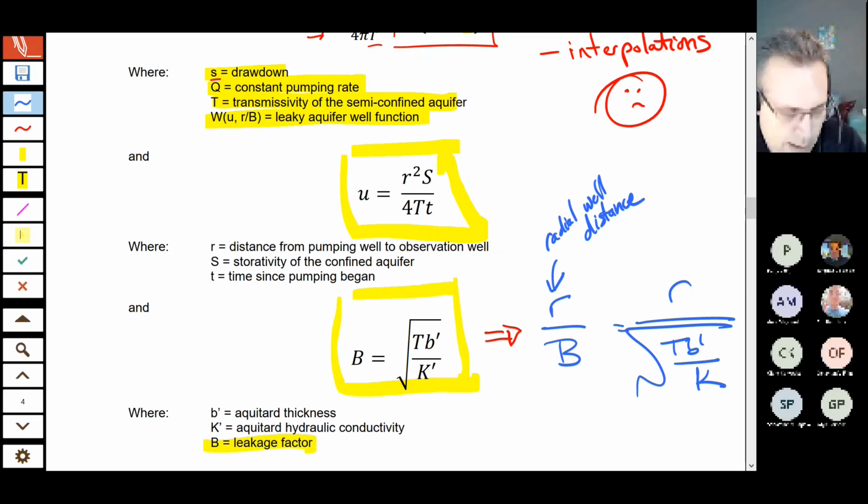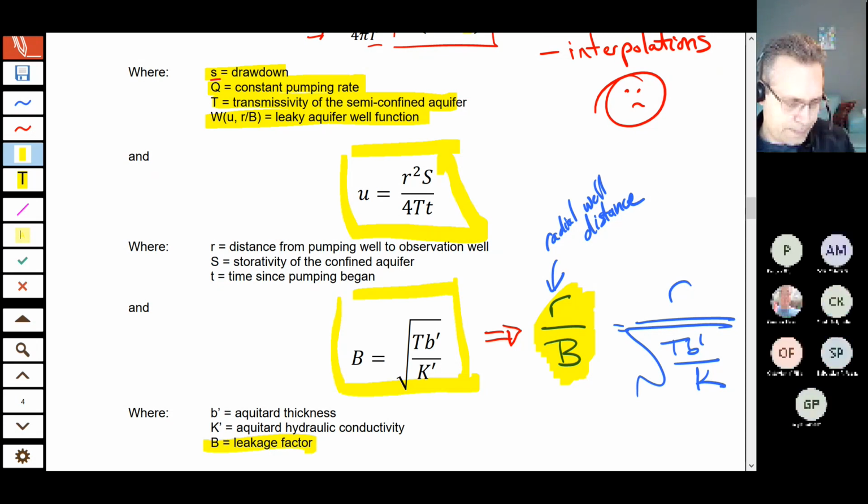This will make more sense when we're using the data table, because unfortunately the data table doesn't give us the B leakage factor natively. It gives me an r over B, so I have to modify this formula ever so slightly. And remember that the conductivity we're looking at is going to be the vertical conductivity.